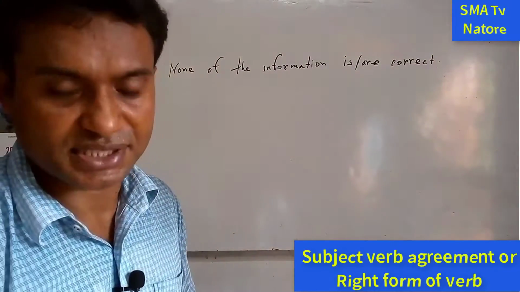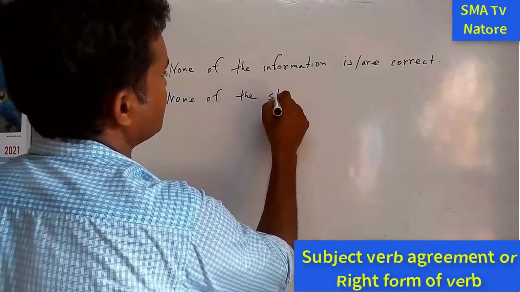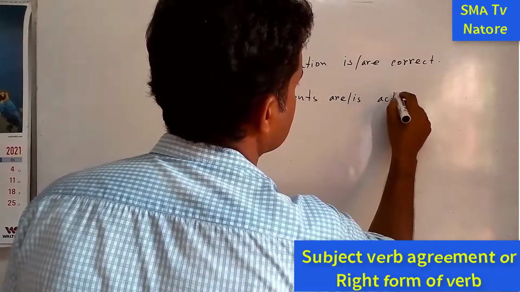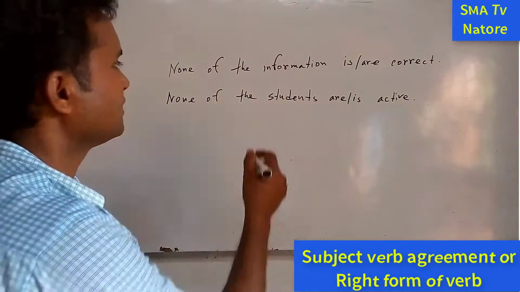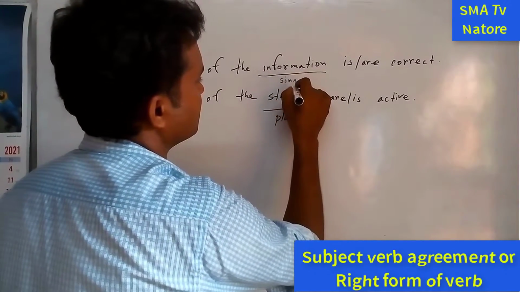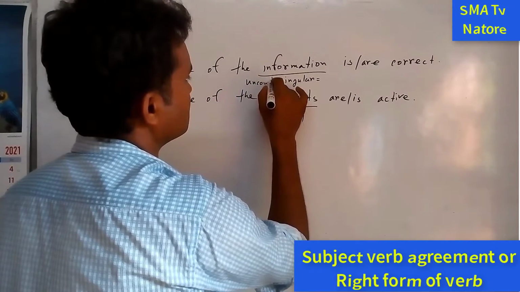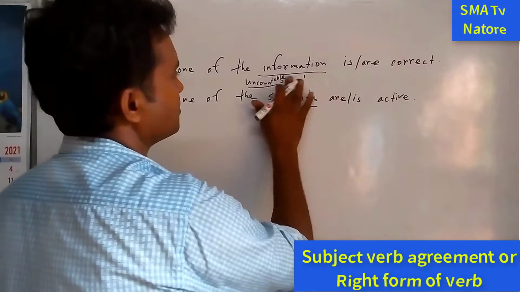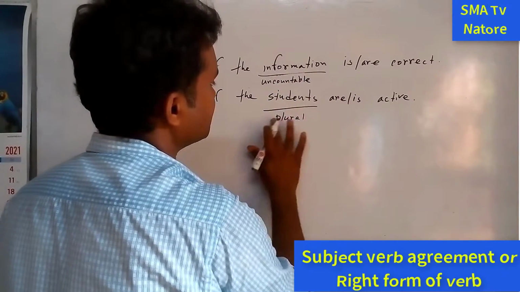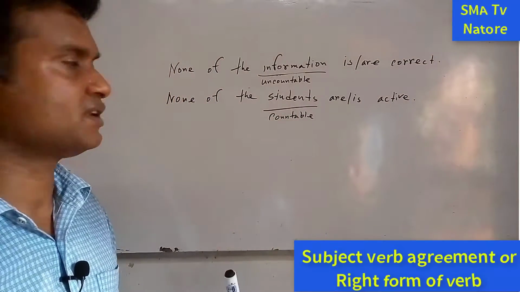Okay, before sentence I have mistaken. For example, none of the students is active. Okay. In this sentence, here the plural form. Here the singular, that is uncountable. This part is uncountable. I will write down uncountable, and this one is countable. So we have to clarify this.